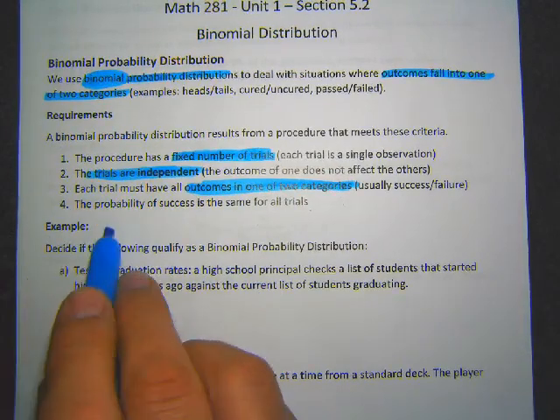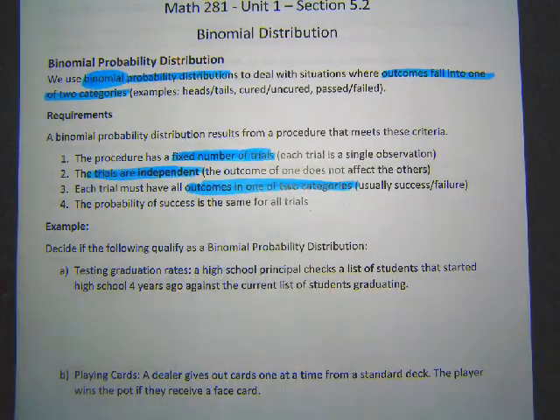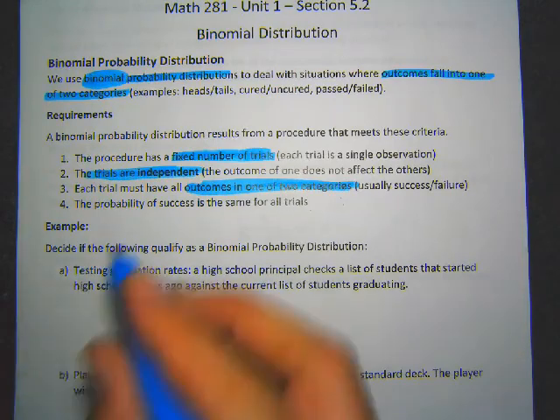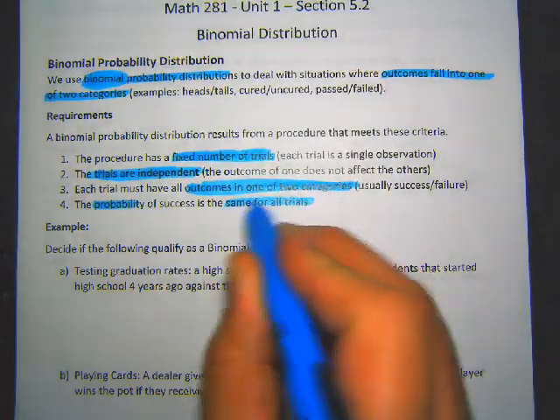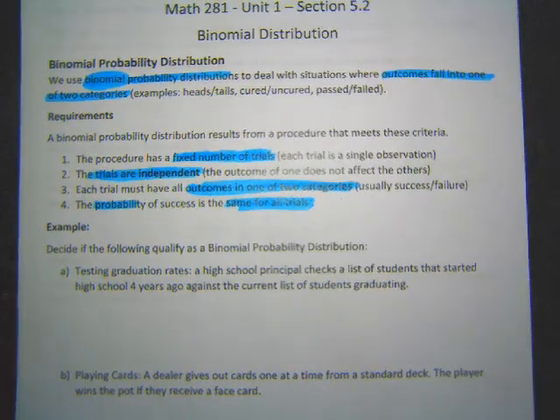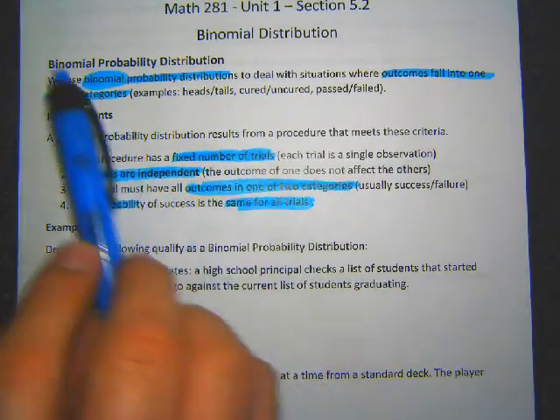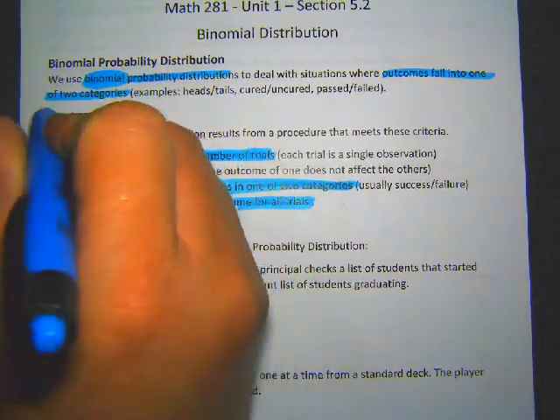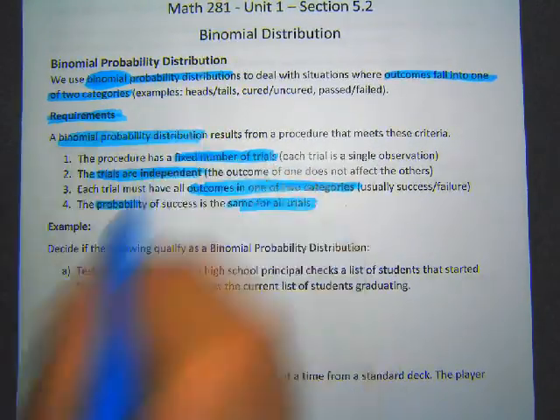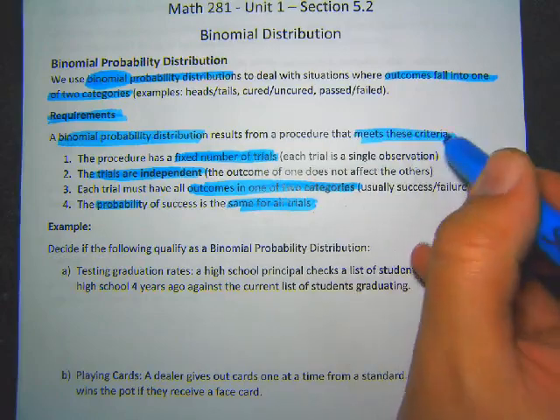Then the last thing is the probability of success is the same for all trials. So one person's not going to have better probability than the next. There's no reason to assume that this group is going to have higher probability of the thing happening than this other group. So probability is the same for all trials. Okay, so you should be able to determine by reading about a study or some kind of situation whether it fits into being a binomial probability distribution, if it meets those requirements. So these binomial probability distributions have to meet these criteria or requirements.